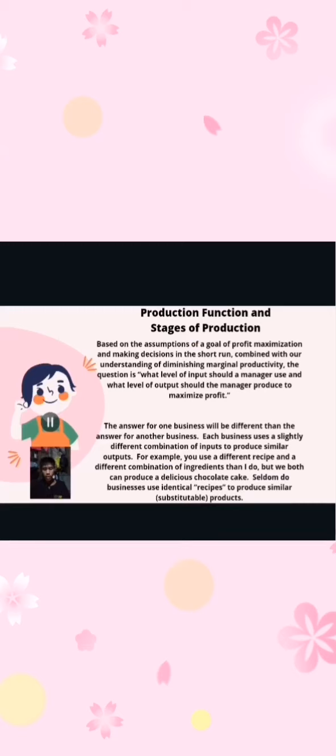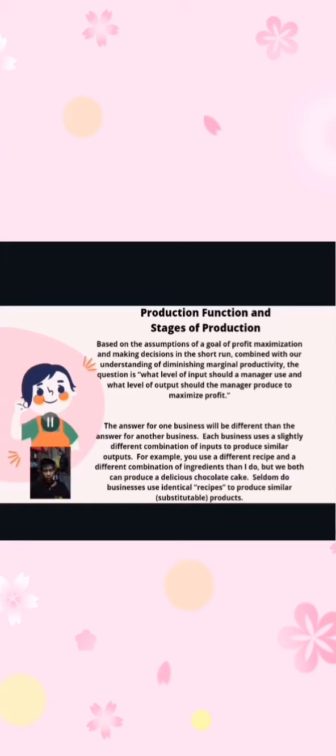Production function and stages of production. Based on the assumption of the goal of profit maximization and making decisions in the short run, combined with our understanding of diminishing marginal productivity, the question is what level of input should a manager use and what level of output should the manager produce to maximize profit.